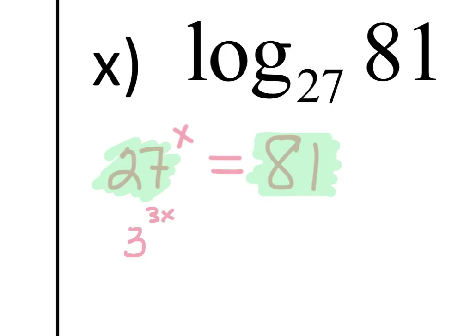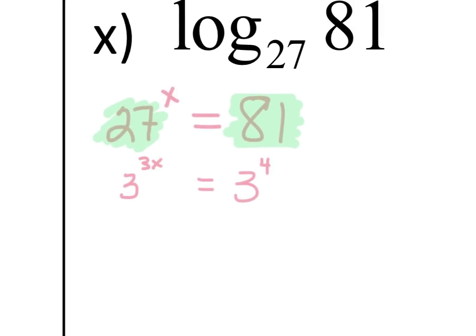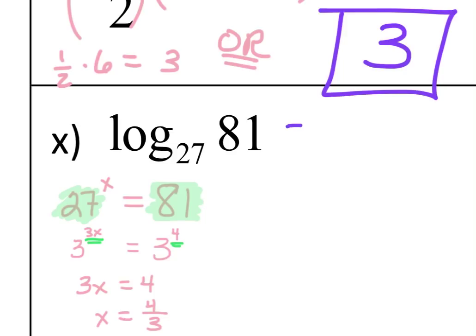Don't forget to write your x. And 3 to the 4th power is 81. So now I have 3 as a base on each side of the equal sign, and so I'm going to just solve for the exponents. 3x equals 4. Notice I did 3x here equals 4 there. And divide both sides by 3, x equals 4/3. And so my answer over here is going to be 4/3.